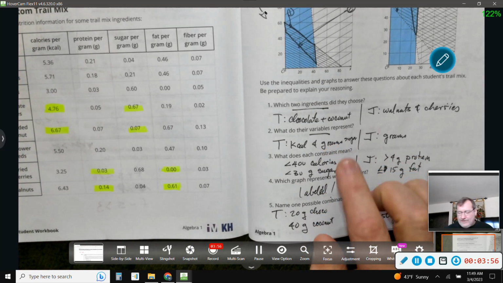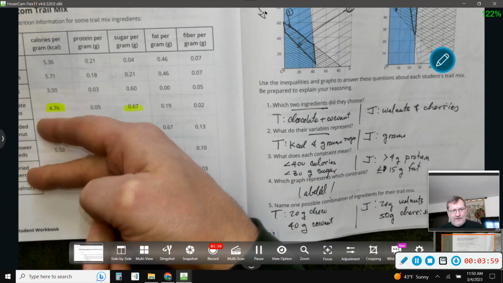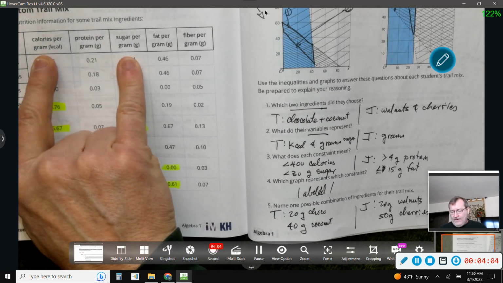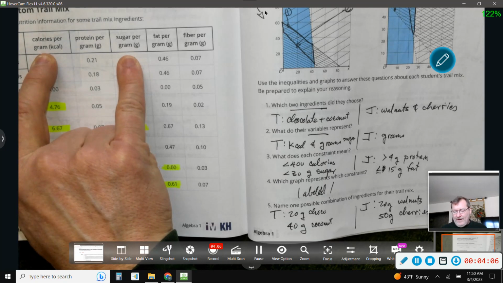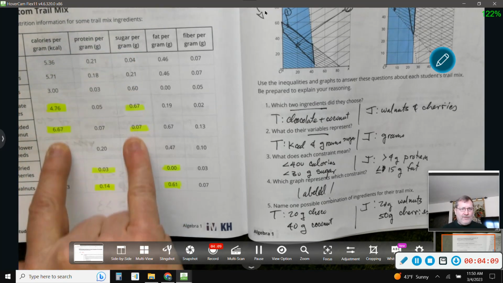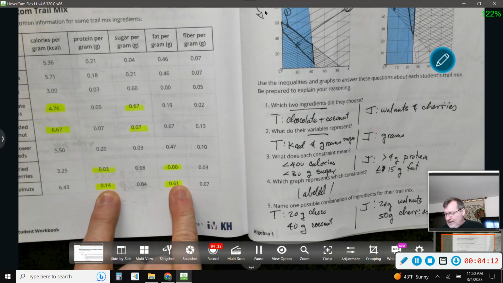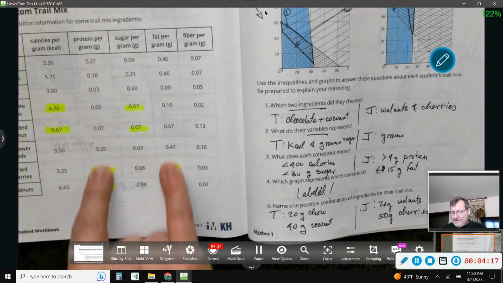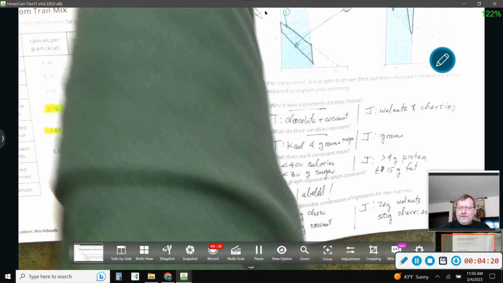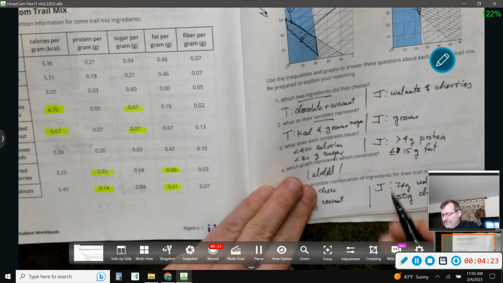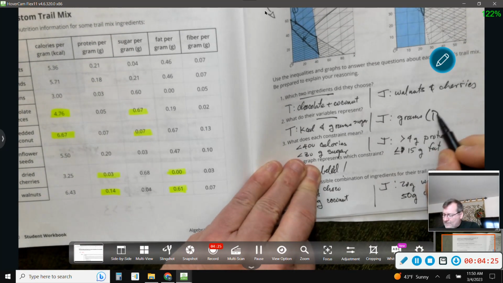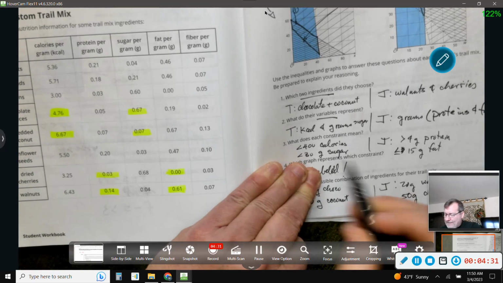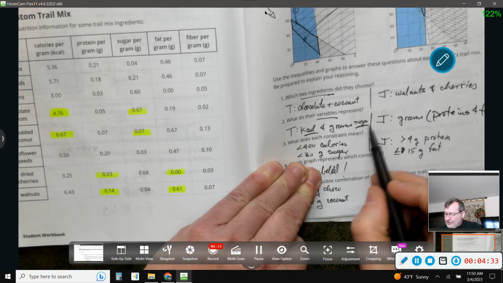What variables did they choose? The first question was asking the stuff over here, and the next question was asking the stuff up here. So Tyler decided on calories per gram and sugar per gram. He's worried about calories and sugar. And then Jada is worried about proteins and fats. Proteins and fats. I'm going to update this just a little bit here. So grams, and it's proteins and fats, as opposed to calories and sugar.